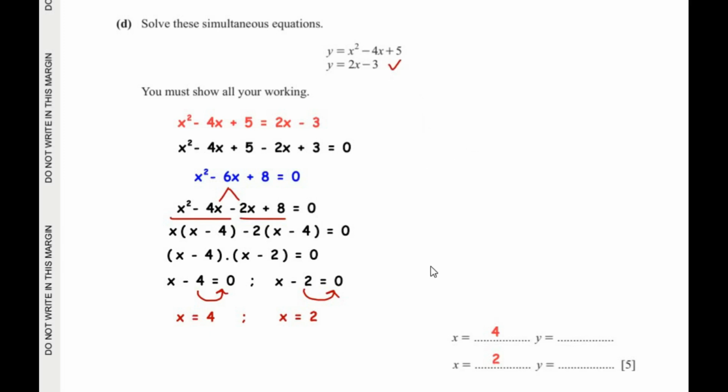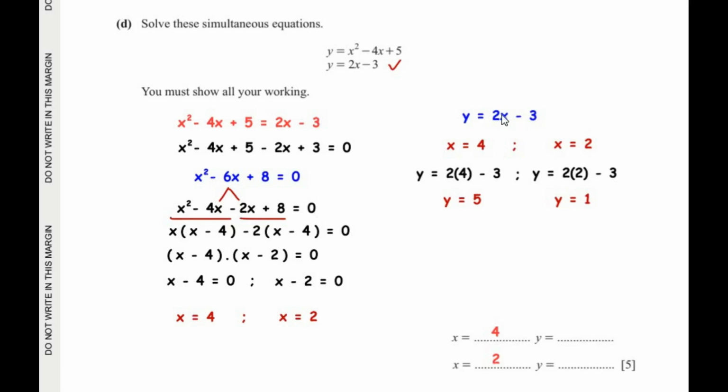I am going to choose the second equation now. So let me write here, y is equal to 2x minus 3. Now x is equal to 4. Let us take the first value. So 2 times 4 minus 3 is going to be 8 minus 3. So the y value we get when x is equal to 4 is 5. And the second value of x, which is x is equal to 2, we are going to get y is equal to 2 times 2 minus 3. 2 times 2 is 4. So 4 minus 3 gives us 1. So when x is 4, y is 5. And when x is 2, y is 1. So these are the values of x and y.